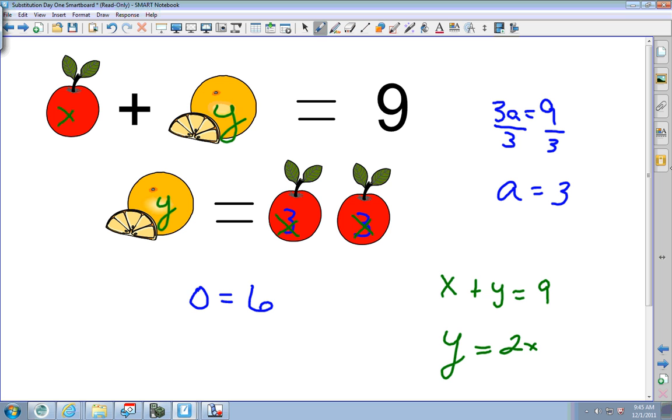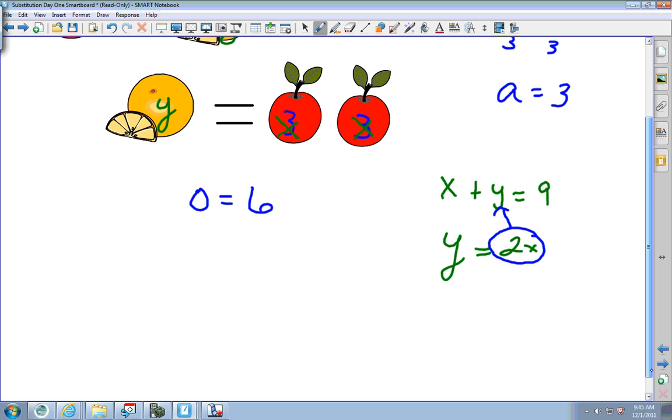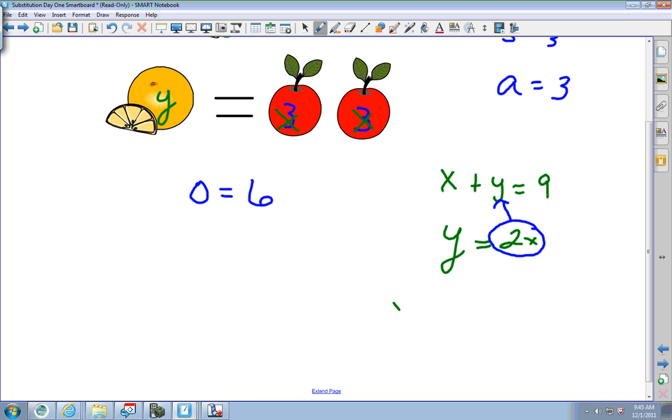What was the first thing we did? We took these 2 apples and put them up there where the oranges were, right? So it says y is 2x. So I'm taking this, I'm substituting it in for the y. So I have, if I rewrite this, let me go over here. I kind of ran out of room here. Okay. If I take this, I've got x plus, instead of y, I'm putting the 2x up there, equals 9.